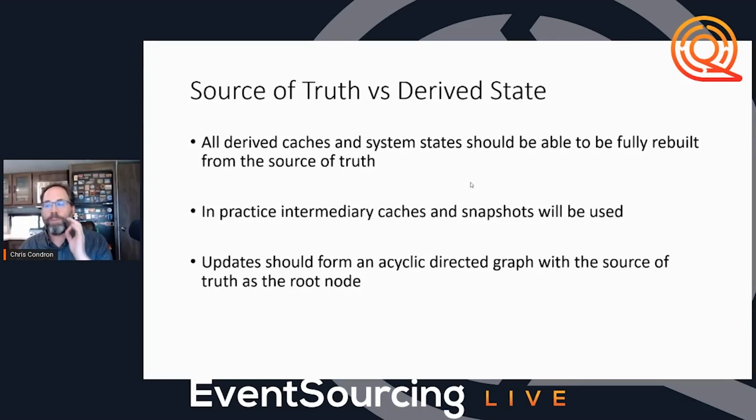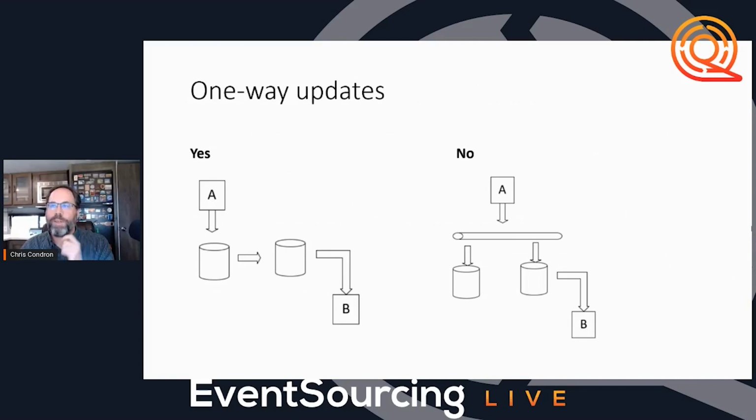The update should form an acyclic directed graph with the source of truth at the root. What that means here is one-way updates. Yes, source of truth event to source of truth. So primary data, derived data, output. Do not publish and have multiple systems updating from the publish. Everything needs to be one way. You can have as many branches as you want, you can write as far as you want, but one way, start at the top, work your way out.